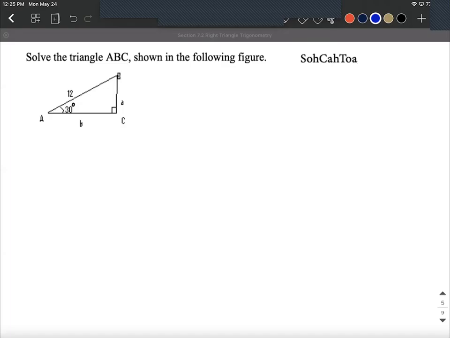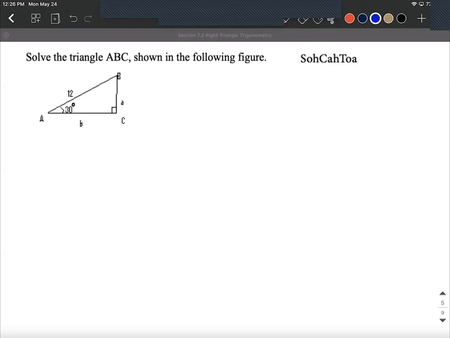Okay, solving a triangle. What that means is we want to find all the side lengths and all the angles in this triangle. So in this case, what we're given is one of the angles, A. We're also given that we have a 90-degree angle down here for C, and then side length C is going to be 12. But we don't know A and B for side lengths or angle B.